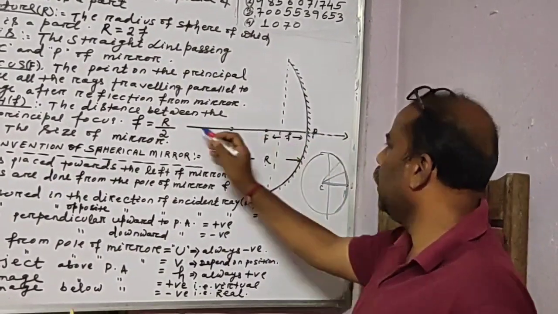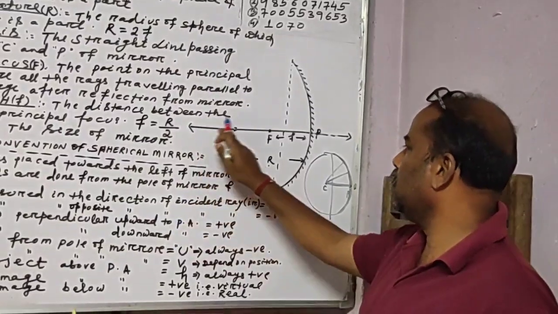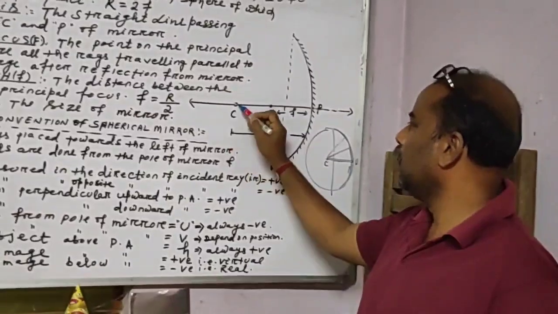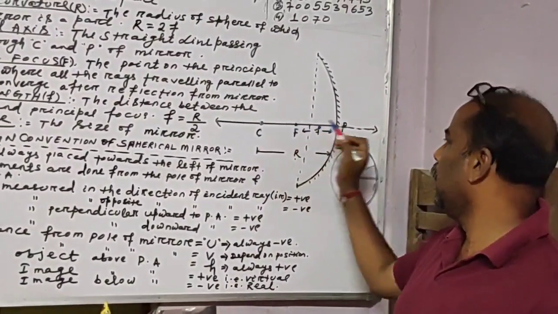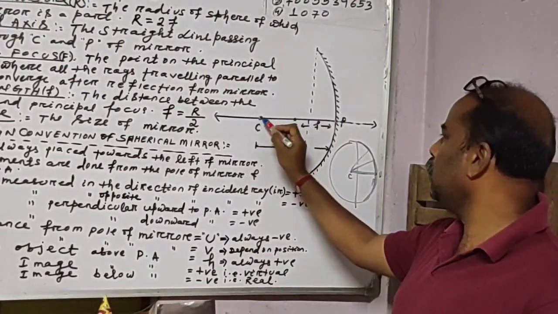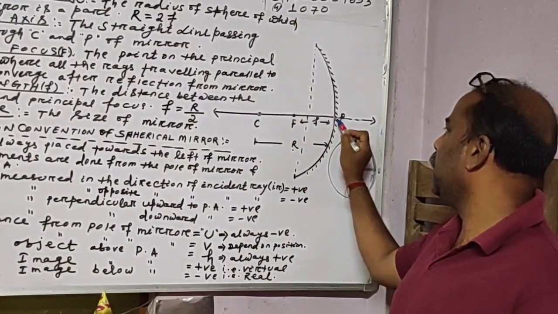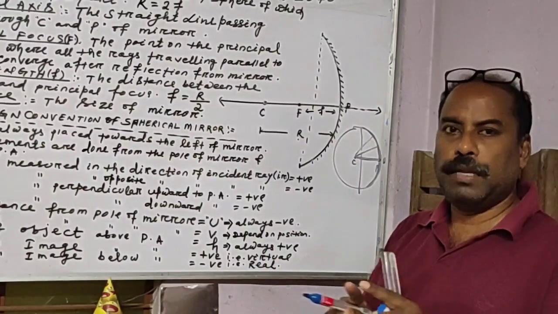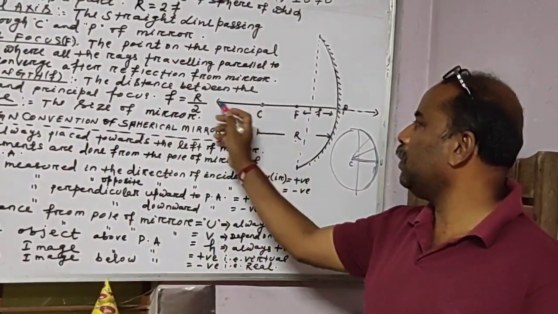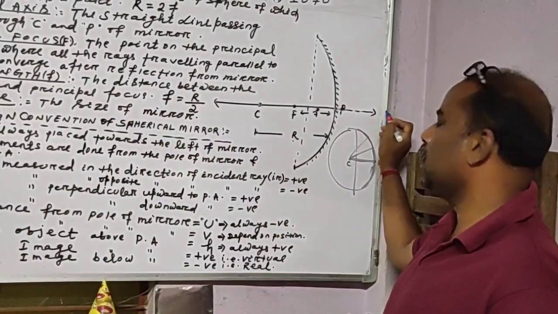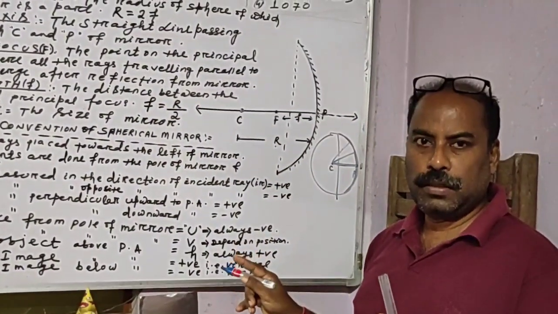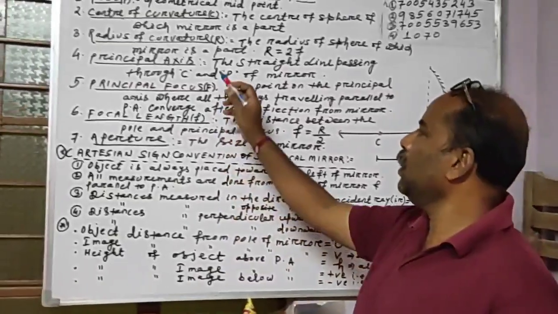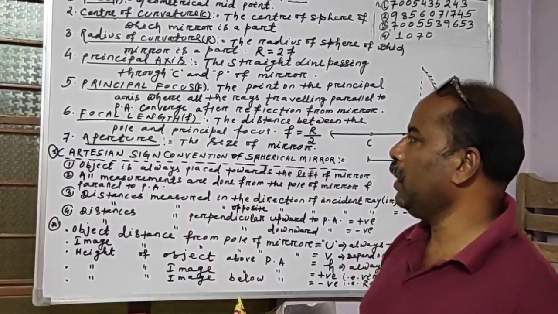It will continue this side, it will continue this side also. So, this is a line. Line has both the arrow mark. So, the line passing through the center of curvature, that is C, and the pole of the mirror, the line which passes through the C and P of the mirror is generally called principal axis. It is limitless. It can be produced in the left side, it can be produced in the right side, infinite. That's why principal axis is a line. Now, shortly we can write PA or generally principal axis.